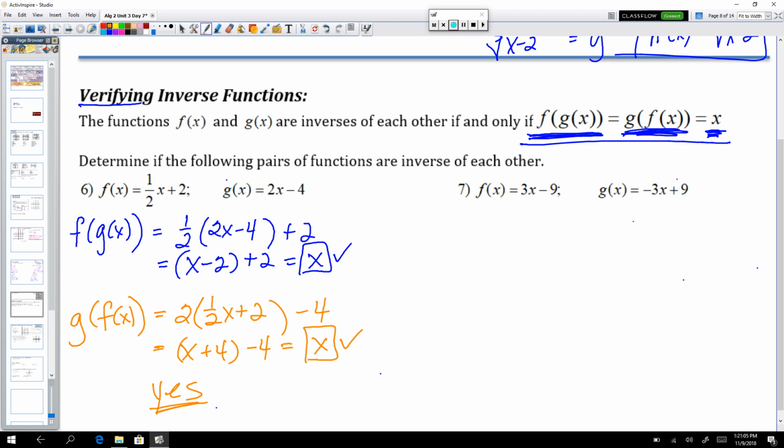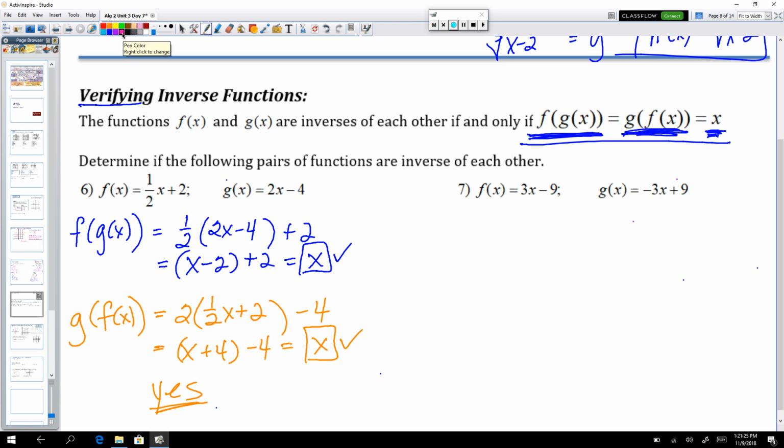Some of you might ask, well, can't I just find the inverse of f, and if it's the same thing as g, then I've proven it? Yes, that's absolutely a check, but when I want you to verify an inverse on a quiz or test, I specifically am looking for your ability to find the compositions. You need to prove you're able to do the compositions. Let's check 7.